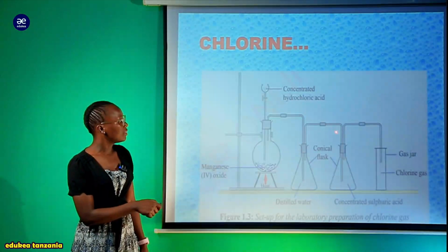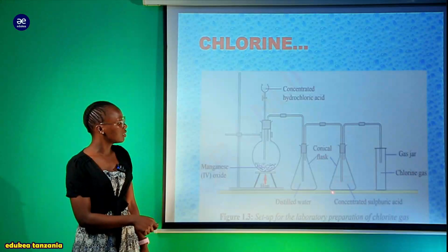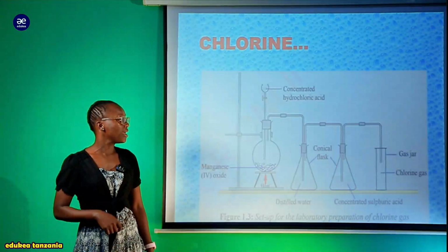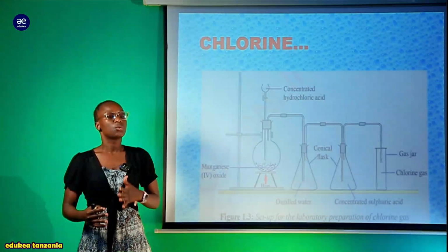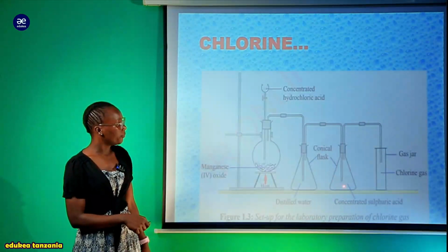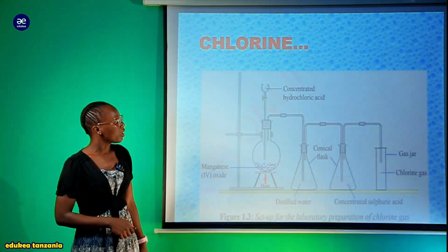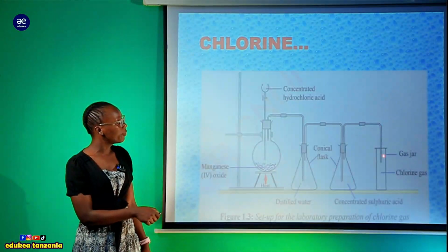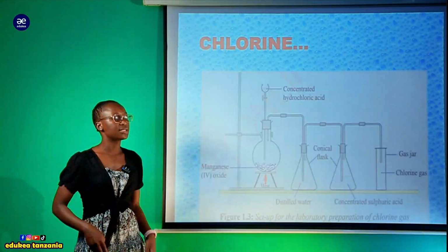I've said, unaona this test up imefungwa, imeunganishwa tena kwenye another conical flask, whereby this another conical flask is where the concentrated sulfuric acid is put, is kept here. But here the setup continues up to the gas jar. This is the gas jar.